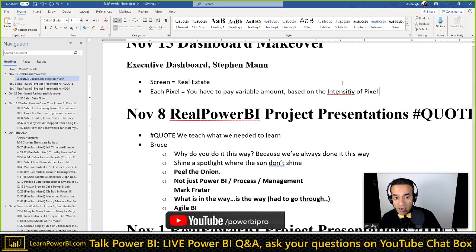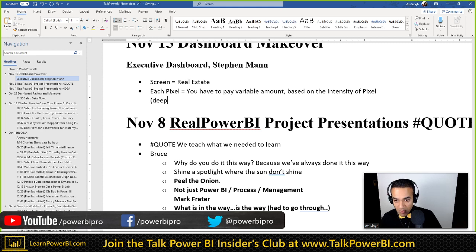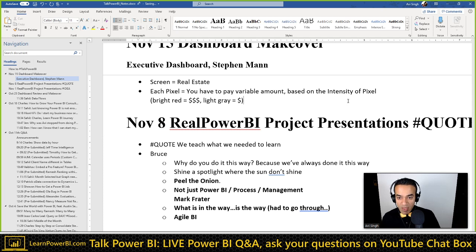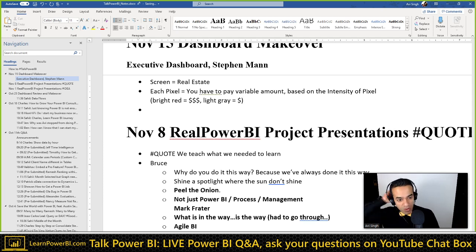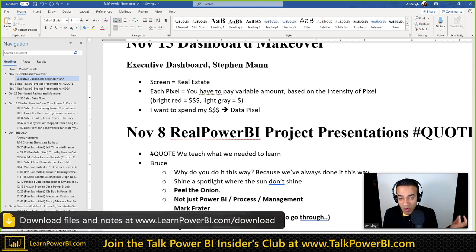So bright red, oh, you gotta pay, my friend. Light gray is lower cost. You don't pay that much for that. So now what are you gonna do? You're paying with real money. I want to spend my dollars on data pixels, which are communicating information, because if I don't communicate this, what the heck is the purpose of my dashboard? That's the only purpose. That's it, right?